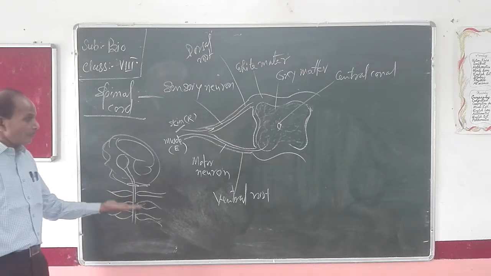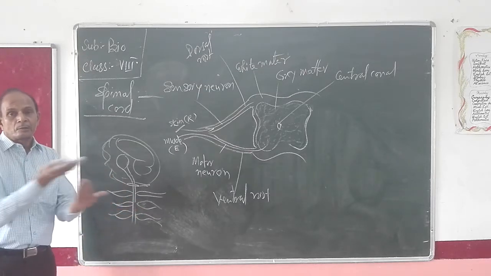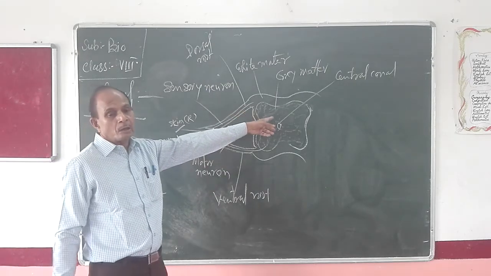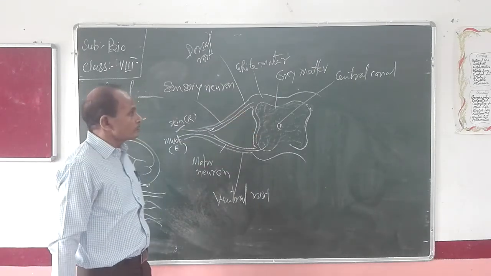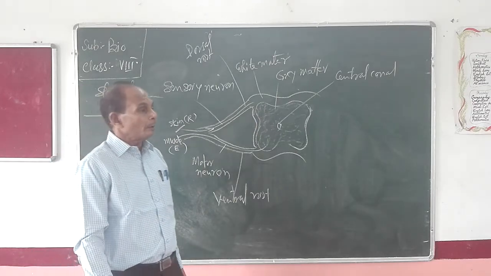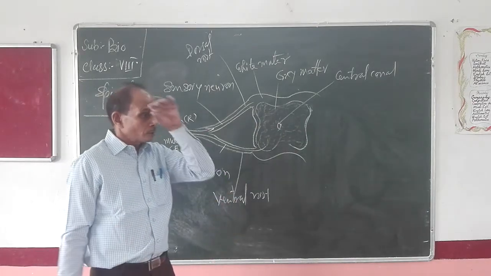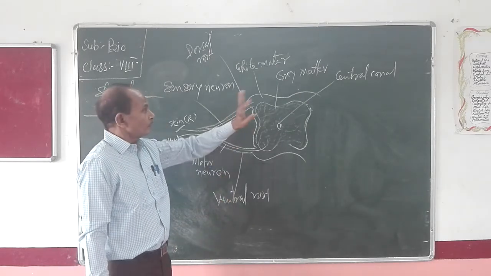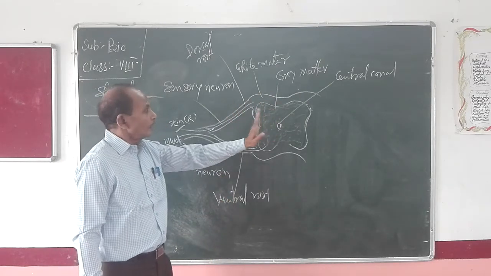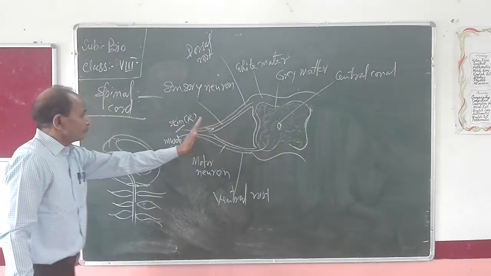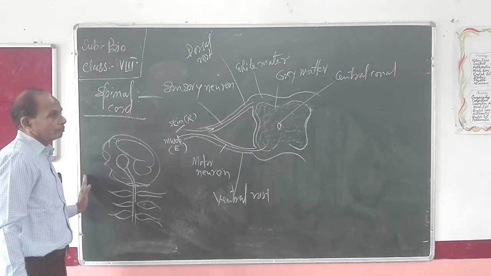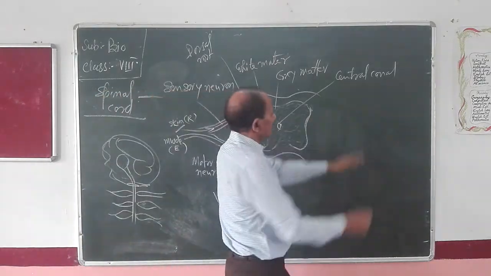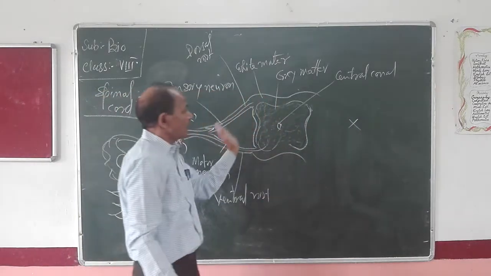Now, if we cut the transverse section of this spinal cord, prepare its slide, and observe it under a microscope, then this type of structure will be observed. I have shown the parts of only one side, because the same parts will be there on the other side.